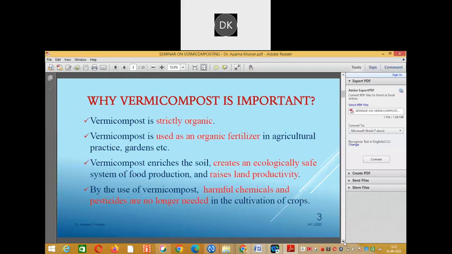Next, ma'am. Why are we learning vermicompost? Because it is strictly organic in nature and it can be used as organic fertilizer. It enriches the soil and creates an ecologically safe environment for the production of food, as well as helping in raising the fertility and productivity of land. It also avoids the harmful effects of chemical fertilizers, pesticides, and insecticides.